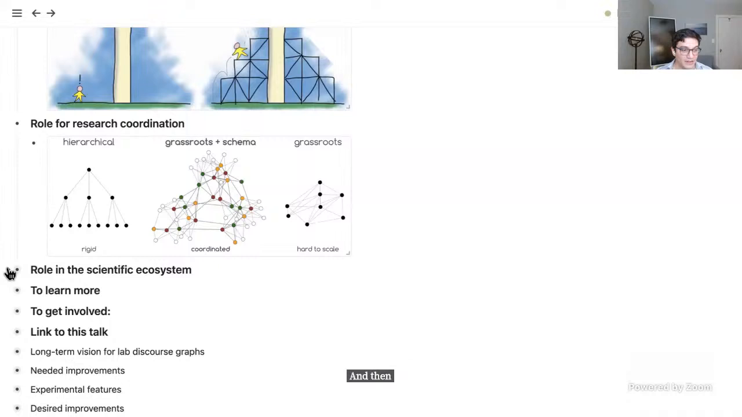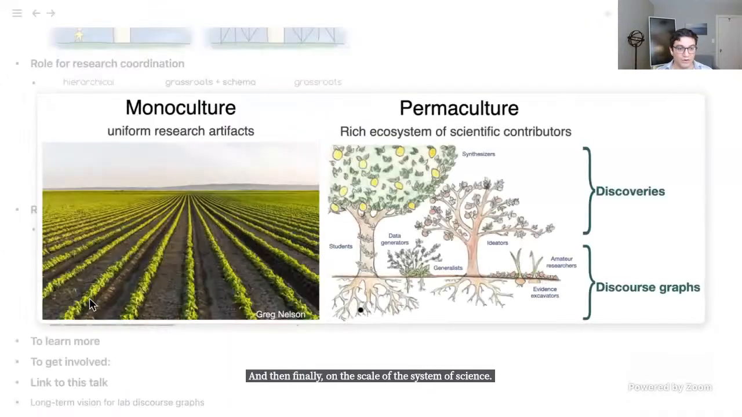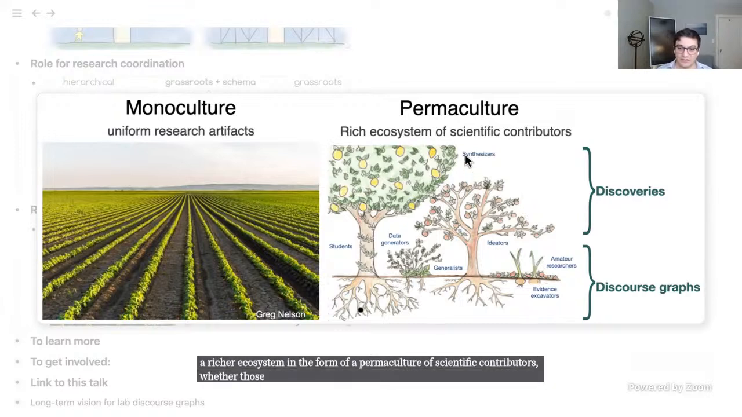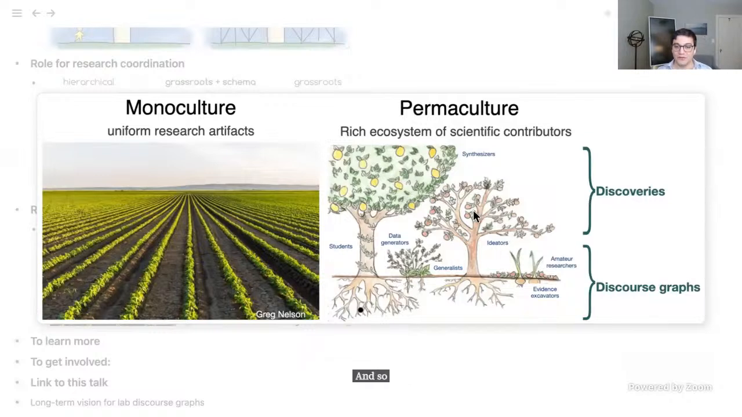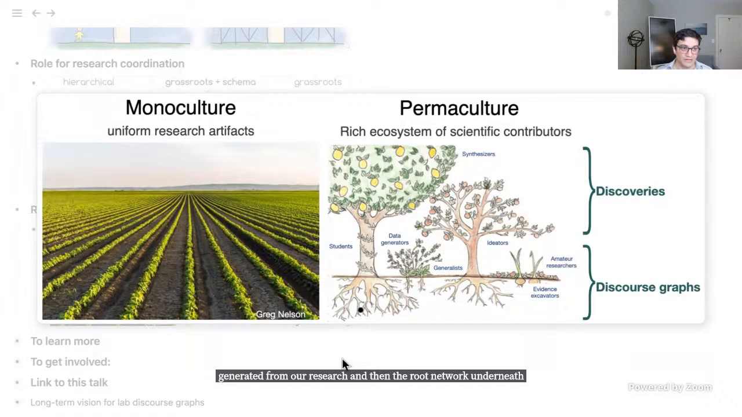And then finally, on the scale of the system of science, we're thinking of this metaphor that my collaborator Greg Nelson conceived of: rather than having uniform research artifacts and researcher types, we're now building a richer ecosystem in the form of a permaculture of scientific contributors, whether those be students, generalists, synthesizers, amateur researchers, etc. In this metaphor, the fruits on these trees are the discoveries generated from our research, and the root network underneath are the discourse graphs.